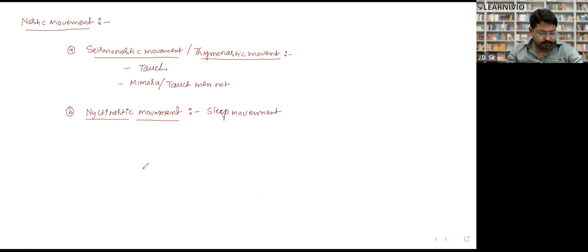Nictinastic movements are of two types. First one is photonastic movement.